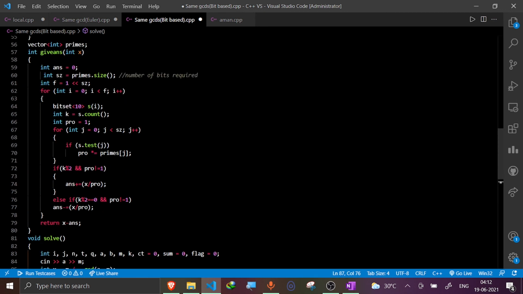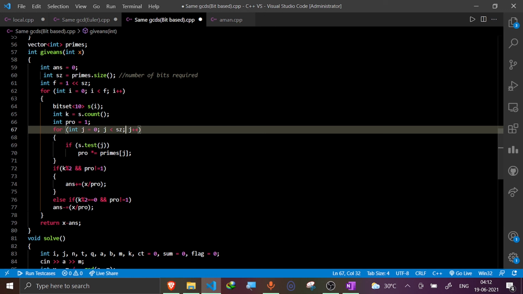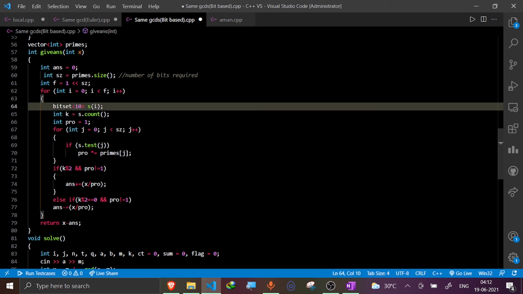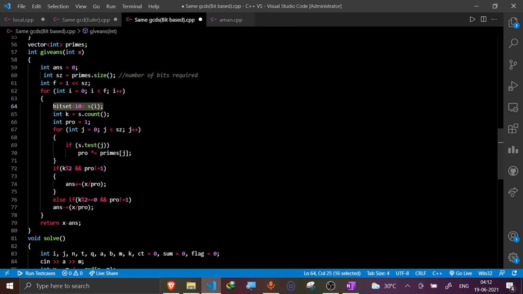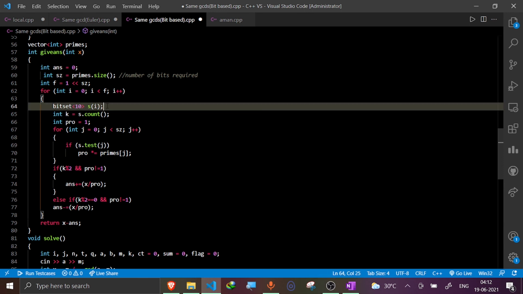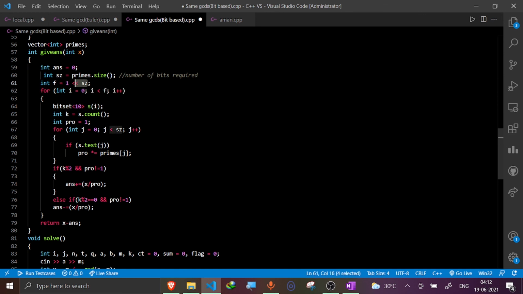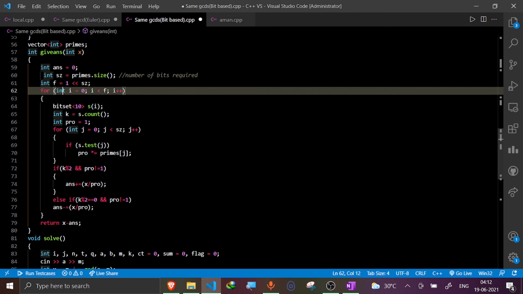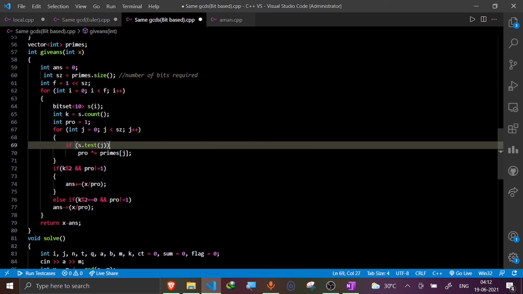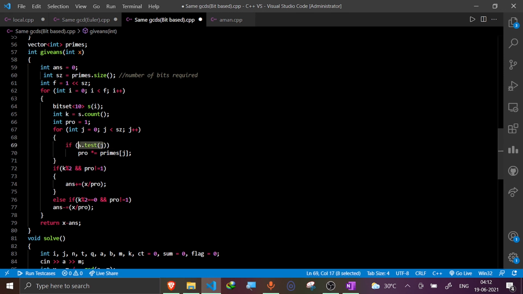So now here is the bitset type of thing. So this is just the number of primes which are there. So firstly, I make a bitset of 10 bits. This is actually a bitset function that is used to store any number in the binary format. So for every i from 0 till 2 raised to the power size of primes, I would be iterating over all the numbers, and I would be calculating its bitwise representation. And then for each bit which is set, this s.test(j) would return true if the bit is set, otherwise it would return false.